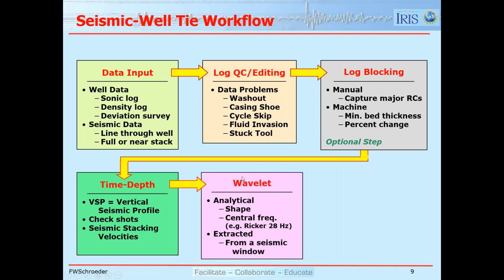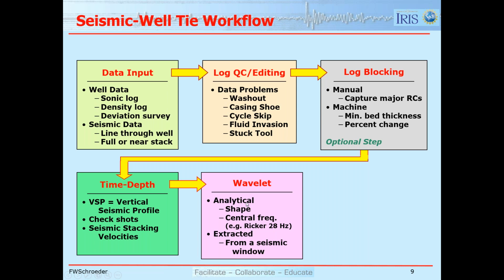We also need the wavelet or the seismic pulse. Analytically, we can define a shape and then what the central frequency is. The common shape that I have always used is called a Ricker wavelet. And so if I say I want to have a shape that is the Ricker wavelet, and I want the central frequency to be 28 hertz, those two parameters define what my wavelet will be.